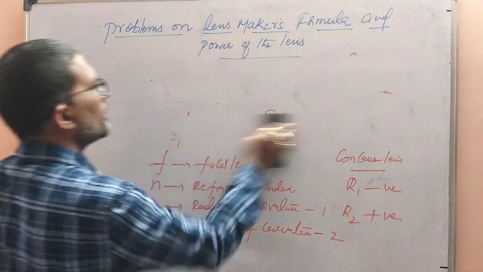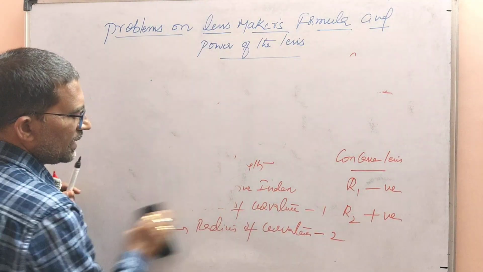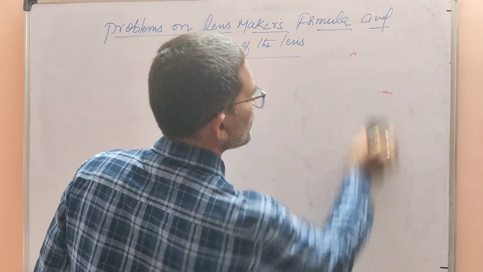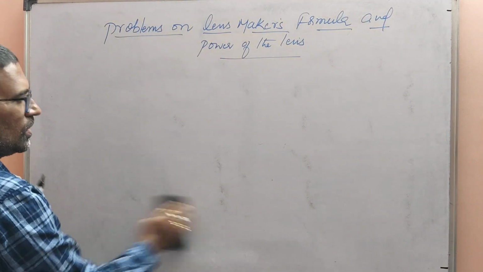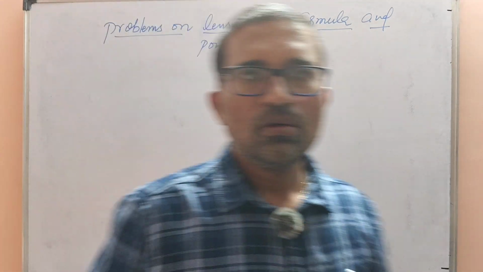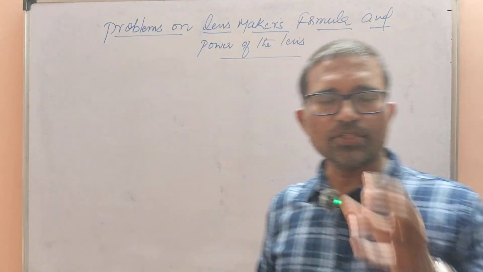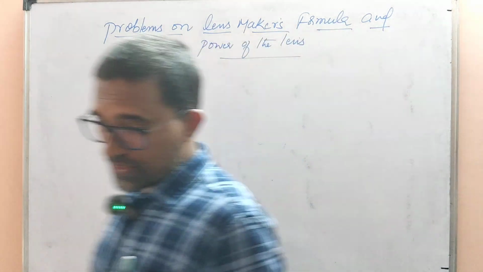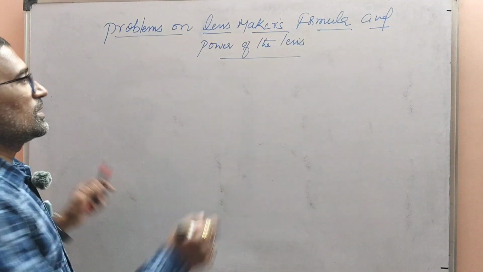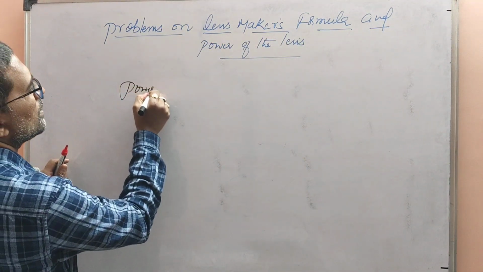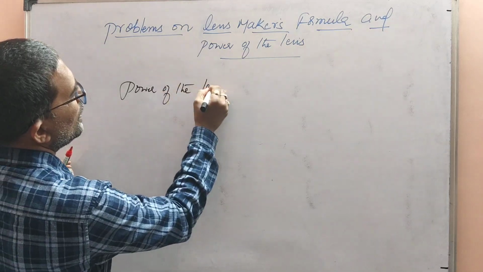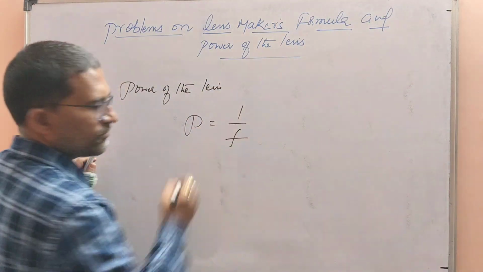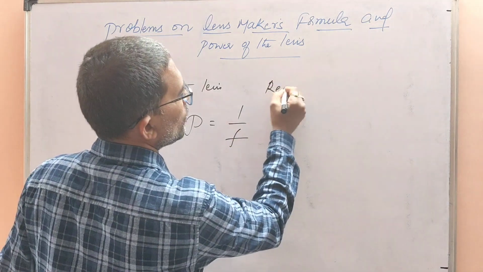What is the power of the lens? The formula which we are going to discuss is the power of the lens. Power of the lens is P is equal to 1 by f, nothing but the reciprocal of focal length.